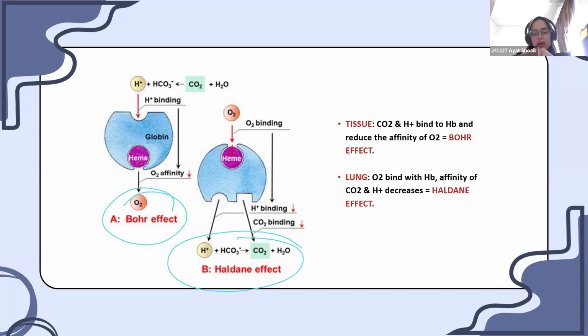Okay, in the lung, the Haldane effect happens in the lung. Okay, so basically instead of high CO2 and H plus in the lung, what do you have high? You have high oxygen, right? So high oxygen easily binds with hemoglobin, right? Because there's so much oxygen. And so the affinity of CO2 and H plus decreases. Okay. So this is basically the Haldane effect.